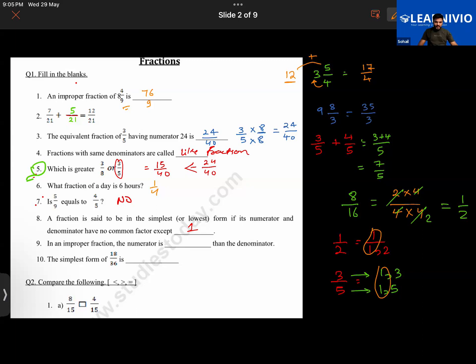In an improper fraction, the numerator is bigger than the denominator. Good. Next.